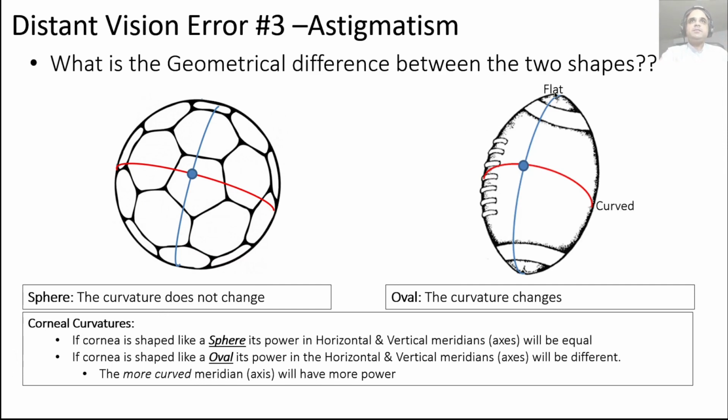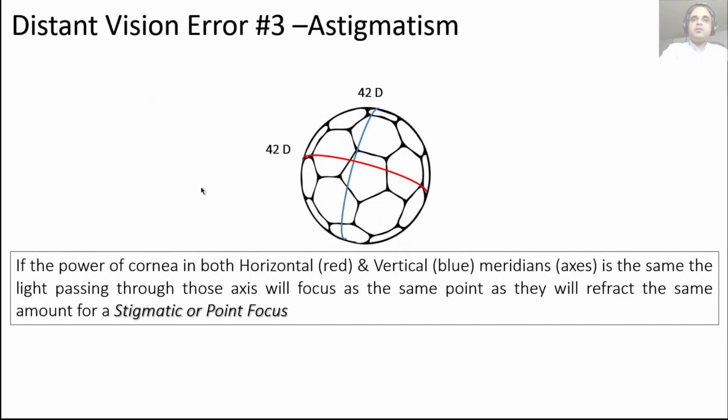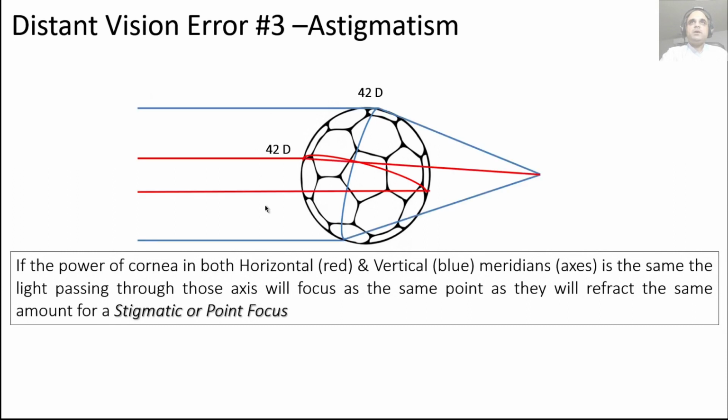So this is flat, this is curved in red. So this meridian, the x meridian or the x-axis, which is more curved, would have more power. Here, both of them are equal, so they would both have equal power. So again, let's talk about spheres and a spherical cornea. In an emmetrope, both of these meridians would have 42 diopters of power and would focus at one point, because both meridians have the same power. So you'll have a single point focus, which is called a stigmatic focus, which is good. This is what you want.